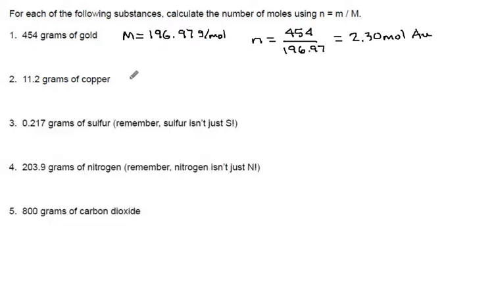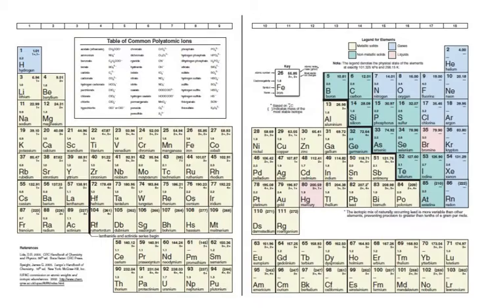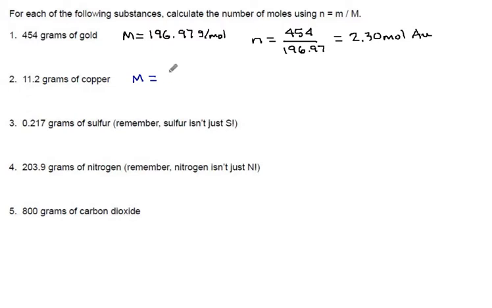In number 2, it's not really any more work. The molar mass is still pretty straightforward. You look up copper. Copper is right here, and its molar mass is 63.55. Jot that down. So the number of moles for copper will be the mass of copper, 11.2, they gave it to us, divided by its molar mass, 63.55. 0.176 moles of copper.